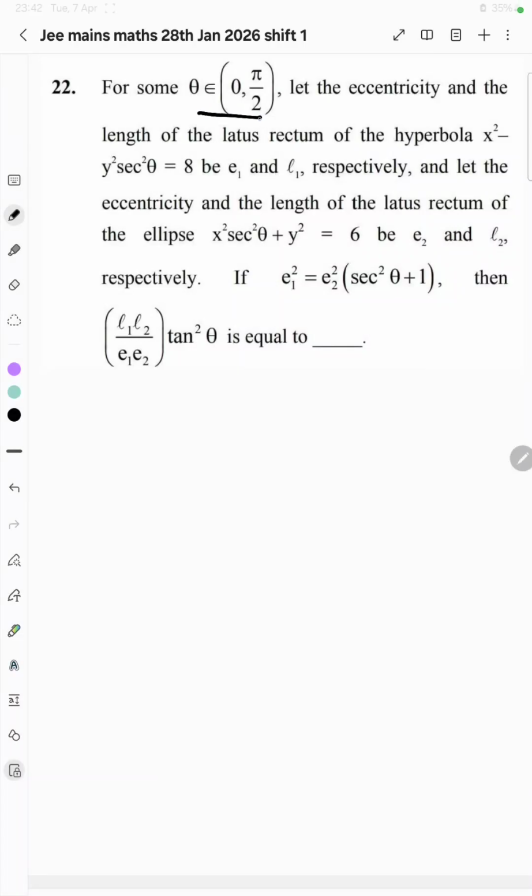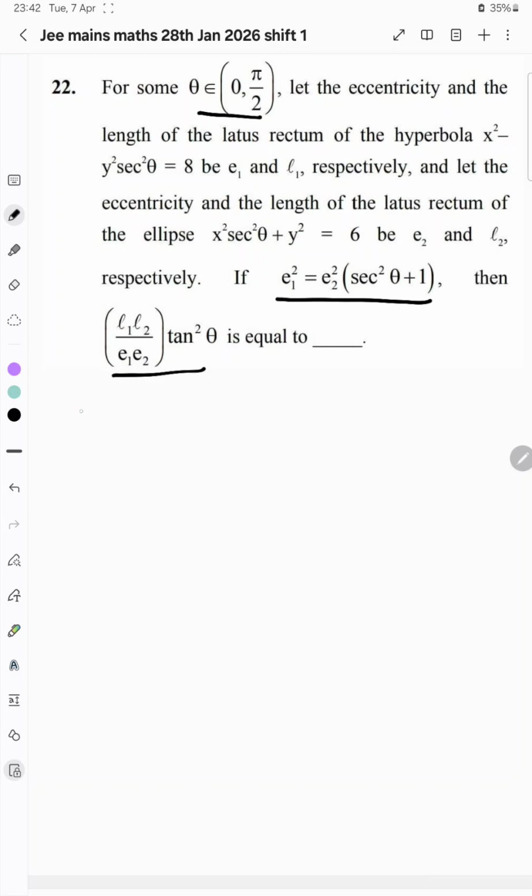Theta belongs to the first quadrant. Let the eccentricity and the length of latus rectum of the hyperbola be E1 and L1 respectively, and let the eccentricity and length of latus rectum of the ellipse be E2 and L2 respectively. If E1 squared equals E2 squared into secant squared theta plus 1, then what value should we find? Okay. Now see here, the hyperbola equation, convert to standard form.